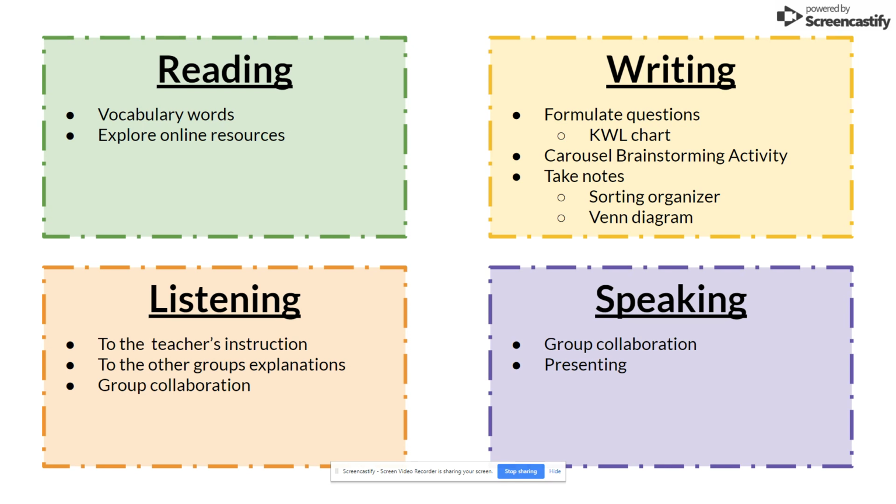In this lesson, students are expected to read vocabulary words as well as information found online. They are expected to listen to the teacher's instruction, to their classmates' explanations, and listen as they collaborate in their own groups. Students are expected to write as they formulate questions on their KWL charts, engage in a carousel brainstorming activity by writing what they've learned about each vocabulary word, and take notes using a sorting organizer and Venn diagram.